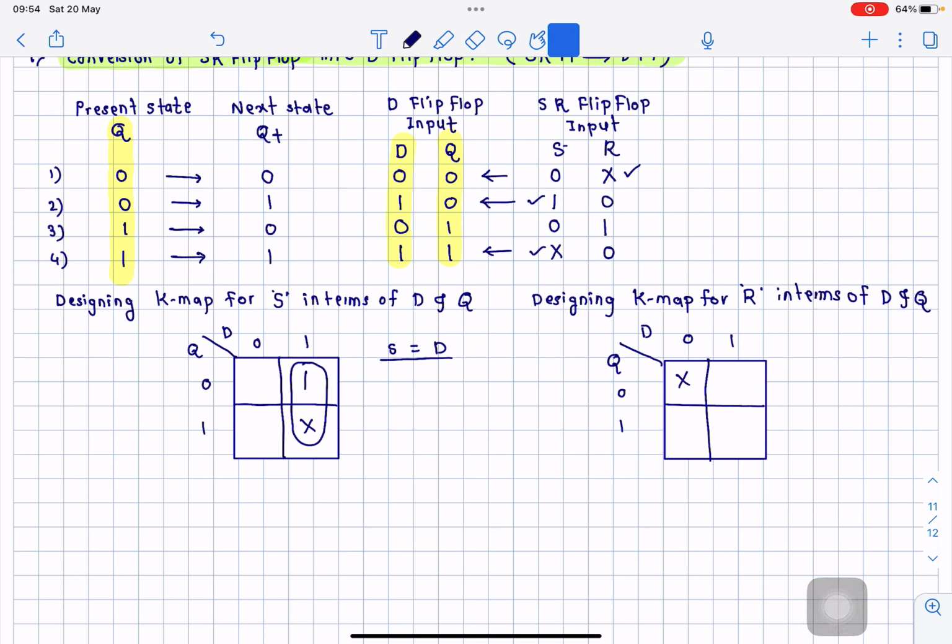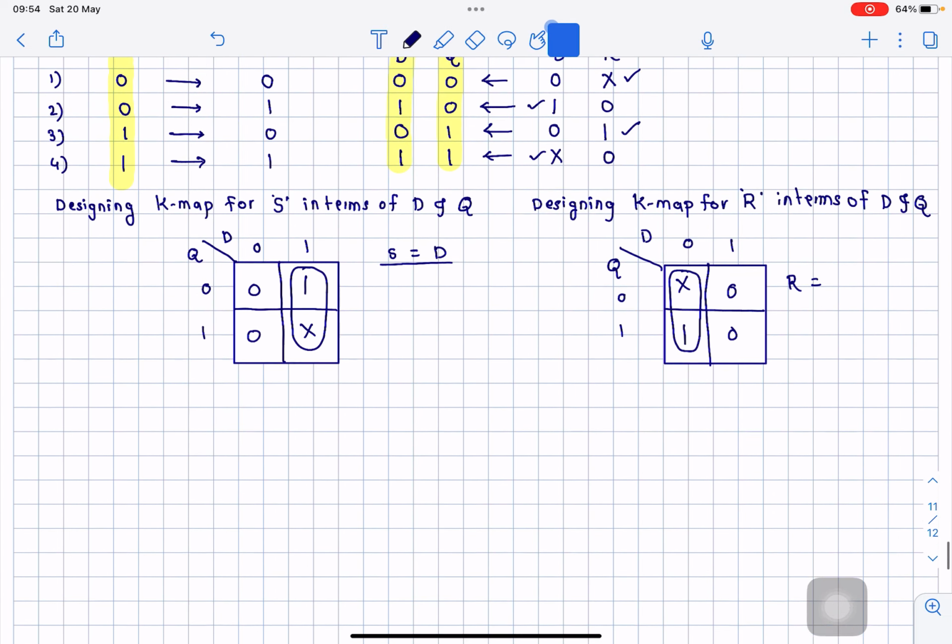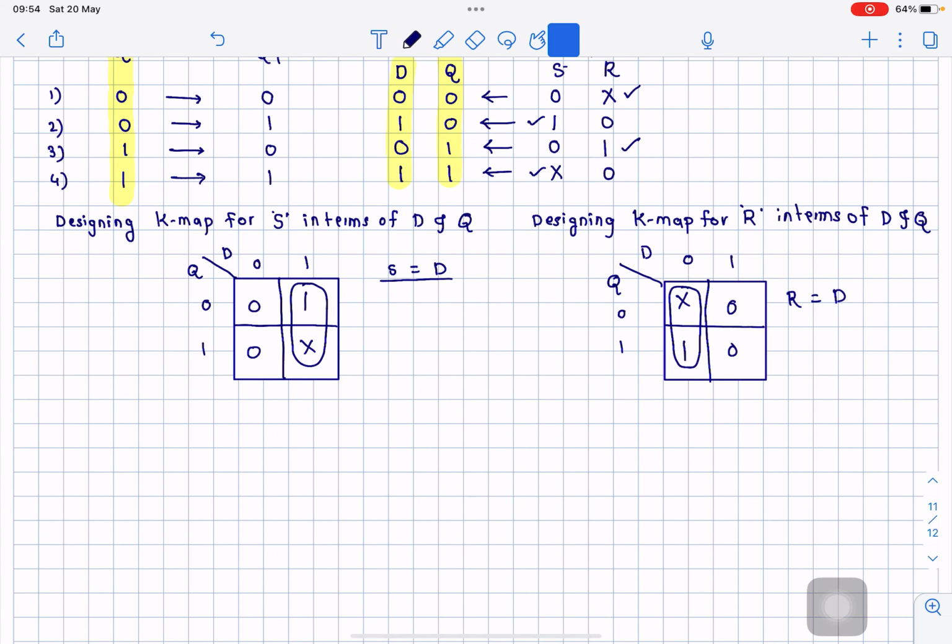And then the R input will become 1 for which combination of D and Q? When D and Q become 0 and 1, so that means over here. The rest of the things are 0, so it is likewise here. So we combine these to form a group. If we combine these, R is equal to now the Q will vanish, and we get R equal to D bar only.